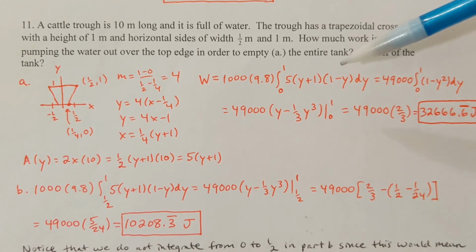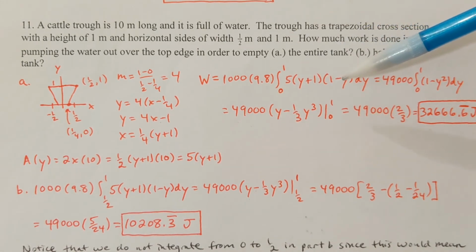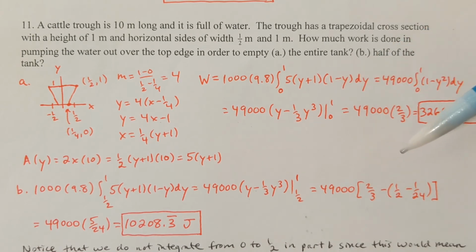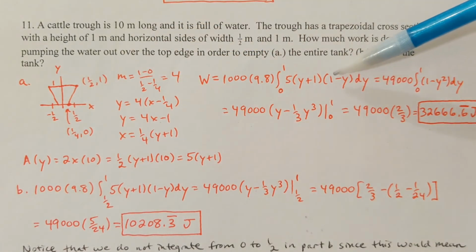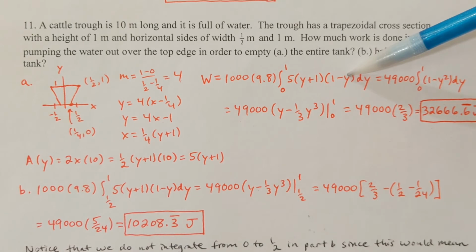And A of y, we've already got that. H would be 1, right? H is the level to where the fluid is to be lifted. Okay, so each rectangle is going to have to travel a distance of 1 minus y meters.